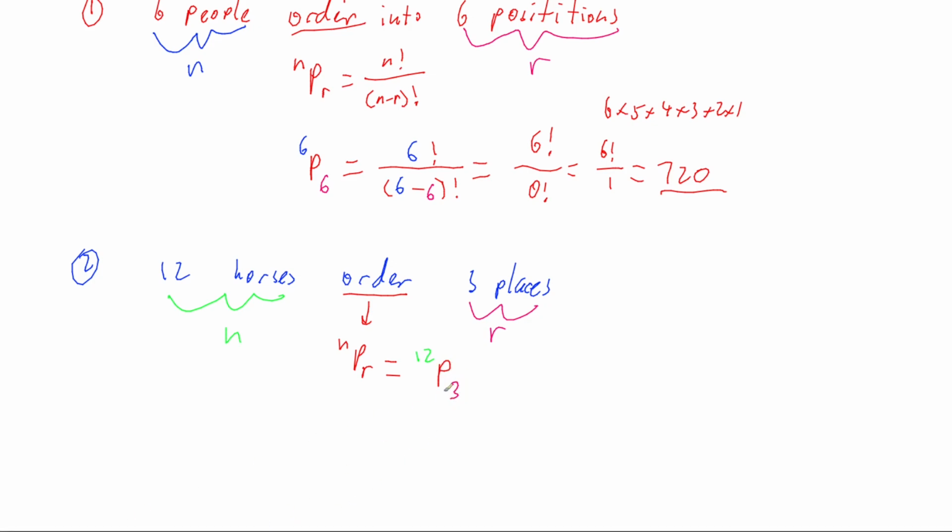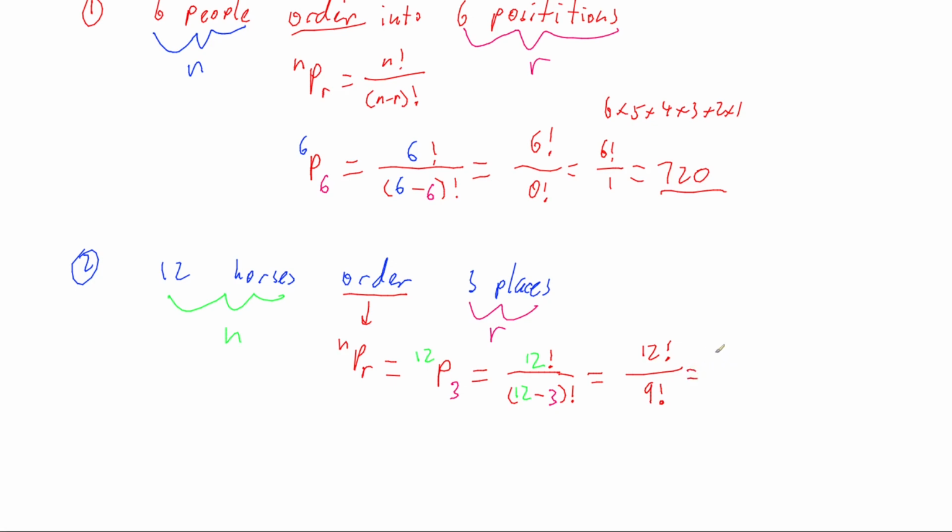And then substituting into the formula, we're going to have n factorial on n minus r factorial. So n factorial means we're going to have 12 factorial on 12 minus 3 factorial. And so then if we go and look at working this out, 12 factorial, we'll just leave for now as 12 factorial. And 12 minus 3 factorial, well, that's going to be 9 factorial.